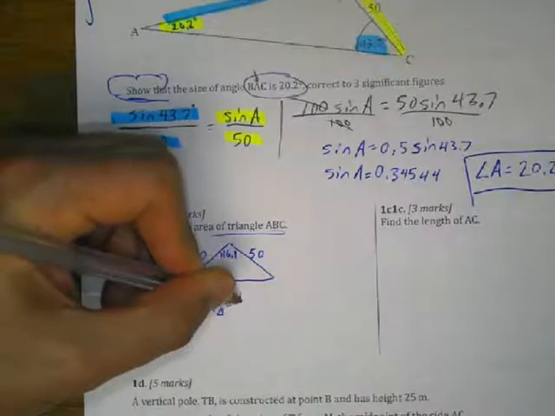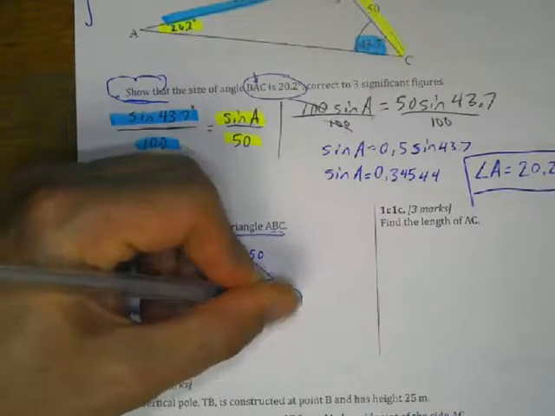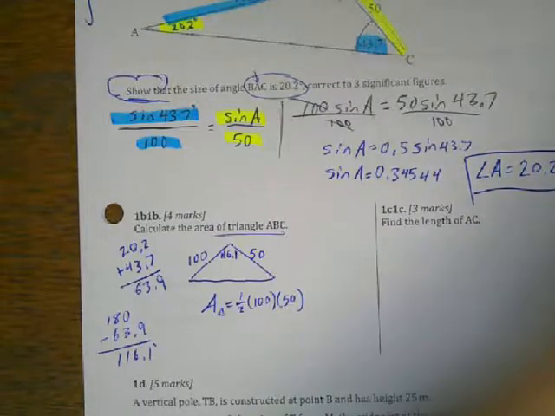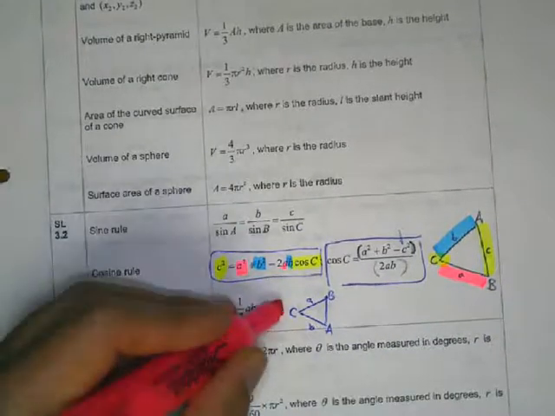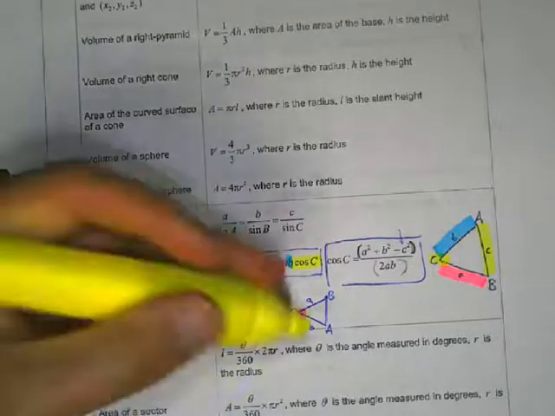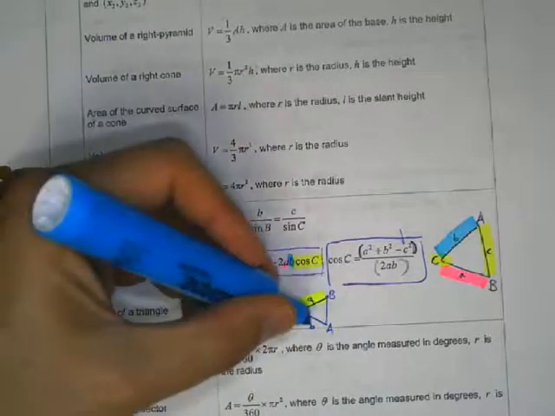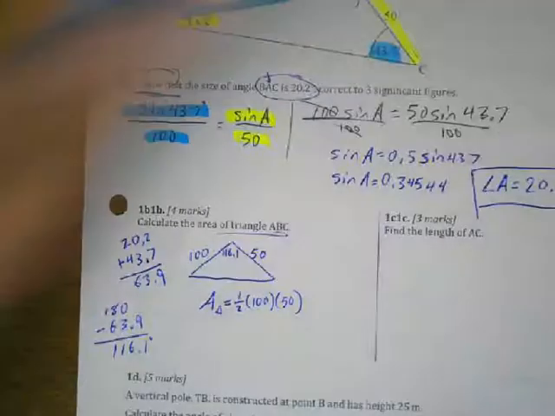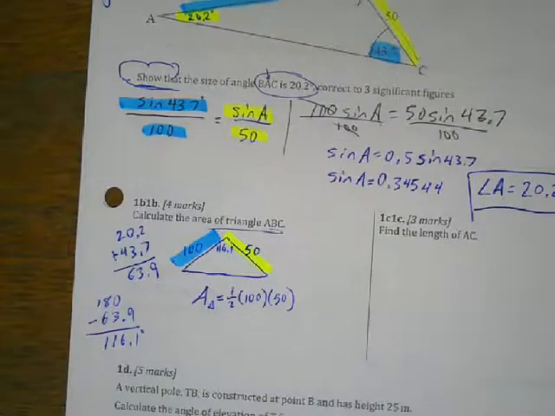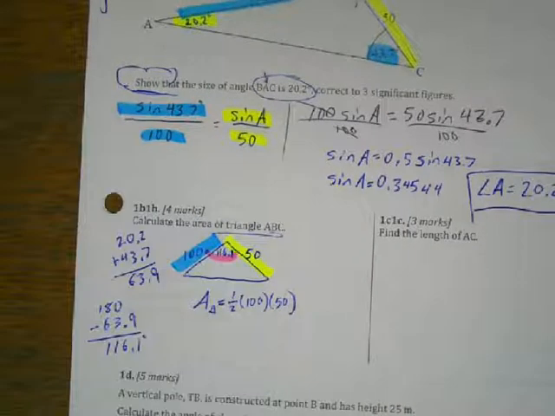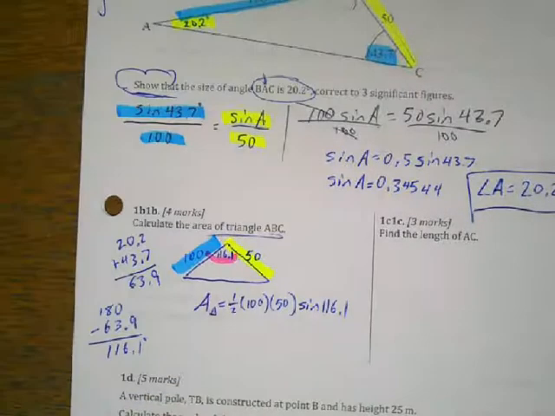which is 1/2 the two sides of either angle, 100 times 50, and then we'll check our formula sheet again. It's sine of the angle in between the two. So this is angle C, and we've got this side and this side, and the angle in between. So sine 116.1, and now we can figure out the area.